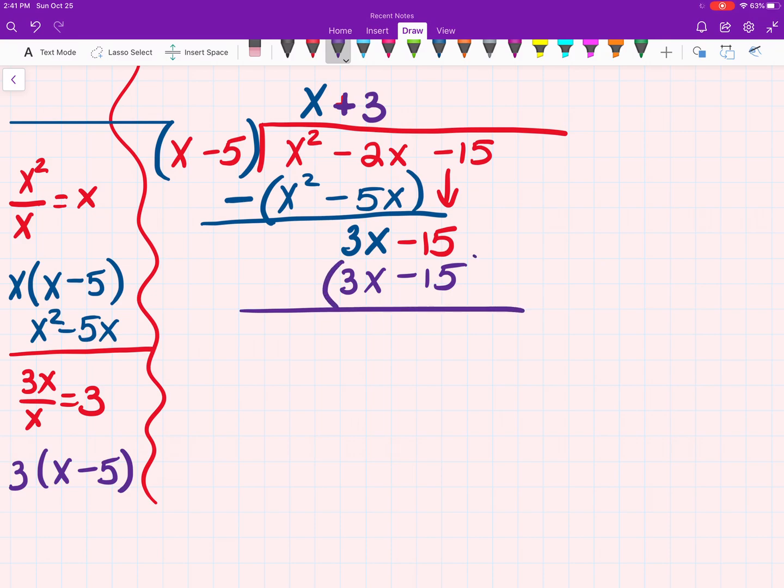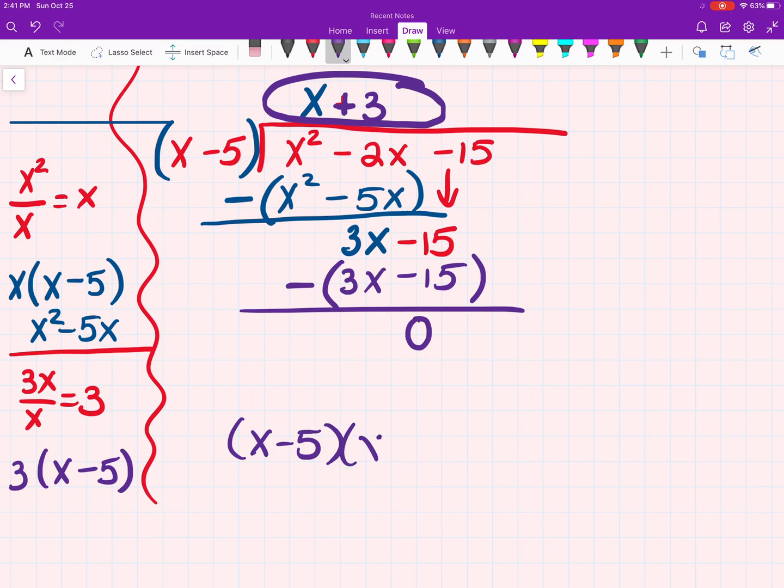And I'm going to subtract the entire thing. So 3x minus 3x is 0. That goes away, which we expected. And negative 15 minus a negative 15, if we take away a negative 15 from a negative 15, is also 0. There's no remainder. So this is my answer. And what this means is x minus 5 multiplied by x plus 3, if we FOIL that or box that, we would get x squared minus 2x minus 15.